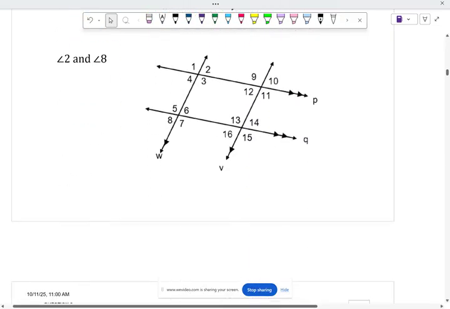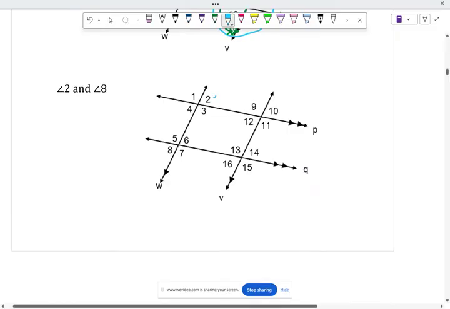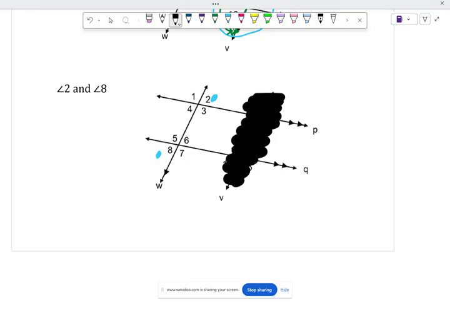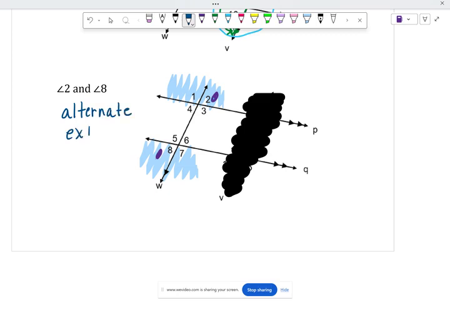And next we have angle 2 and angle 8. Here's angle 2. Here's angle 8. We do not need line V. That's our distractor, so let's get rid of it. Angle 2 and angle 8 are both in the exterior for line P and line Q. 2 and 8 are on alternating sides of the transversal. So if you put that all together, angle 2 and angle 8 are identified as alternate exterior angles.